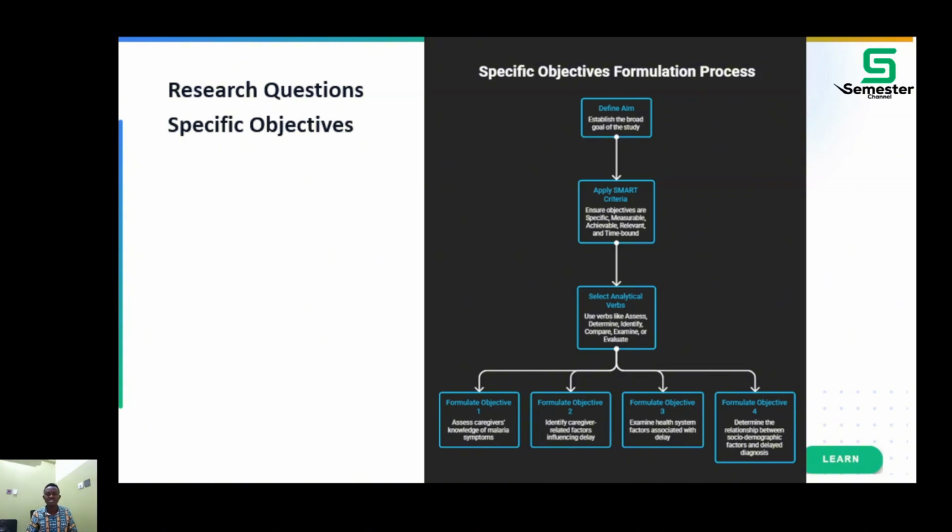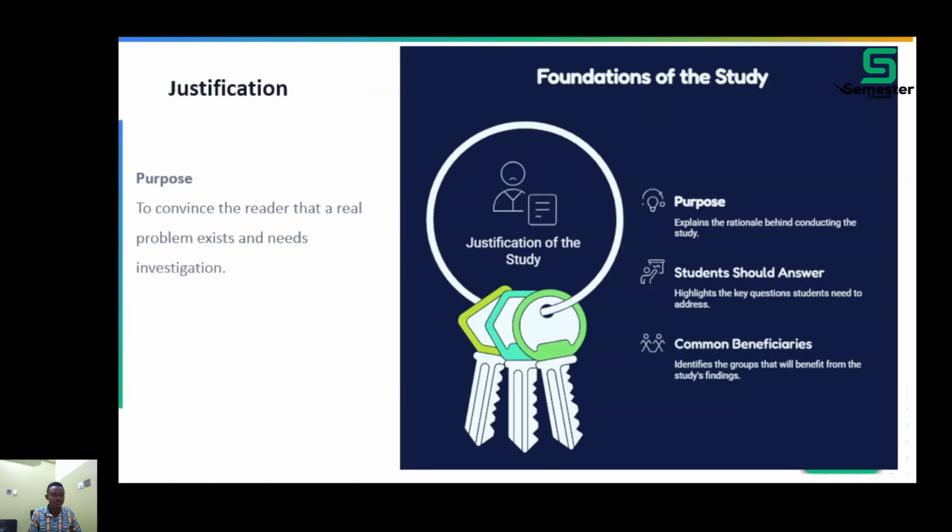So from this, you then justify your study, right? It is specifically to convince the reader that a real problem exists and needs to be investigated. So what is the main purpose of your work? You've stated a problem. You've stated how you'd want to go about it, that's your objectives. So now, how can you convince me that your research is really important? And if there's any form of funding, I'm supposed to fund your work, right?